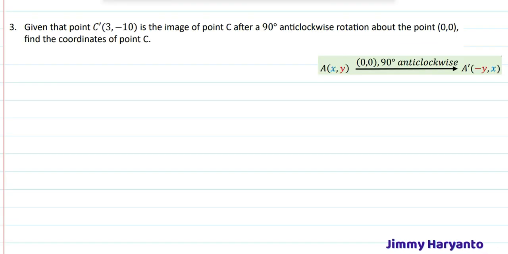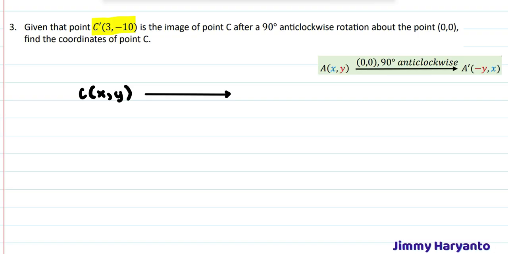Next is question 3. For question 3, the image is given, C prime 3 comma negative 10. So in this question, let's write down the formula first. It is rotated 90-degree anti-clockwise about the point 0, 0. So 0, 0, and then 90-degree anti-clockwise. Okay, so the formula says the image will be negative y comma x.